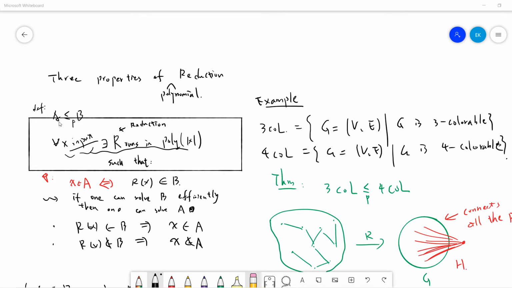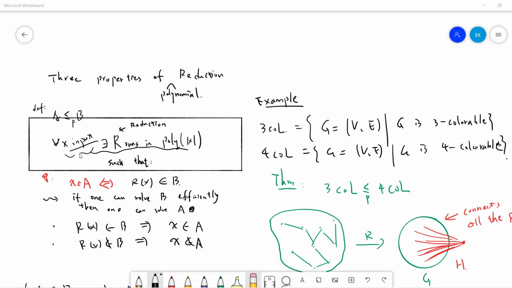Okay, so the definition: if you have languages A and B, I write A ≤_P B, and this P subscript is called polynomial time reduction. That means that for all inputs x, there's a polynomial reduction R running in poly(|x|) time, such that x belongs to A if and only if R(x) belongs to B. So you can change the input x into the input of B.